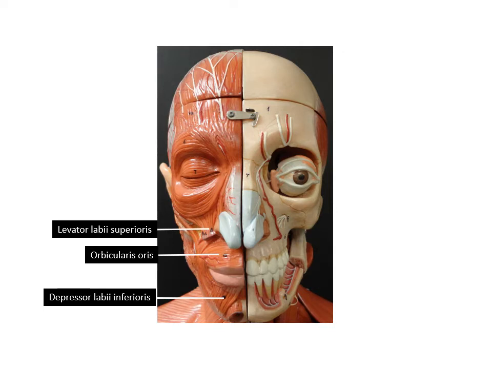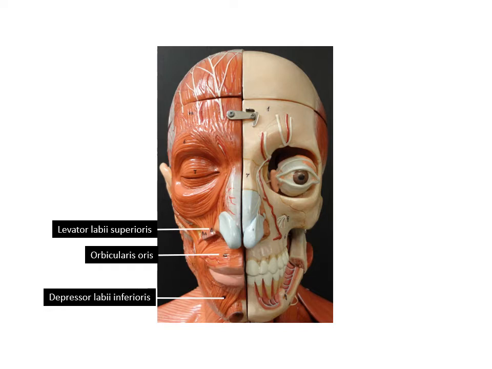How about the depressor labii inferioris? Depressor means to pull down. Labii, once again, is the lips. Inferioris is the bottom. When this muscle is engaged, it will draw the lips downwards, almost in like a pouting mechanism.